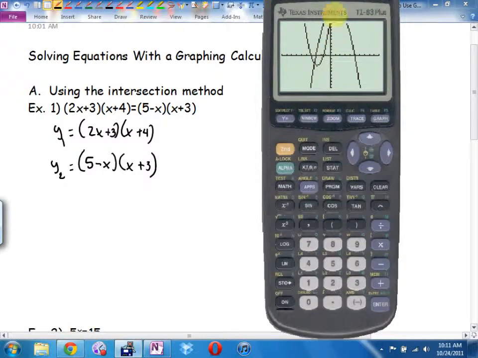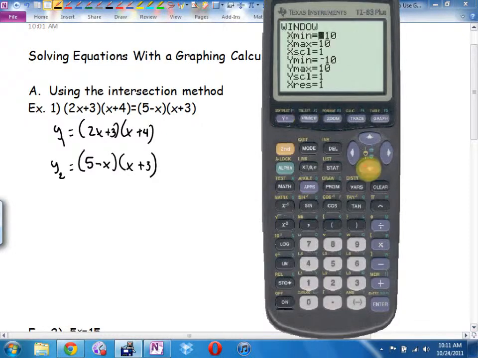But that's off my screen, so Cassandra, I'm going to have to do an adjustment. I'm going to press my window button, and instead of my Y maximum height being 10, I'm going to make my Y maximum height 20. See if that'll fit. If not, I'll try 30. If not, I'll try 40. But let's see if 20 fits at all. Now I'm going to hit graph.